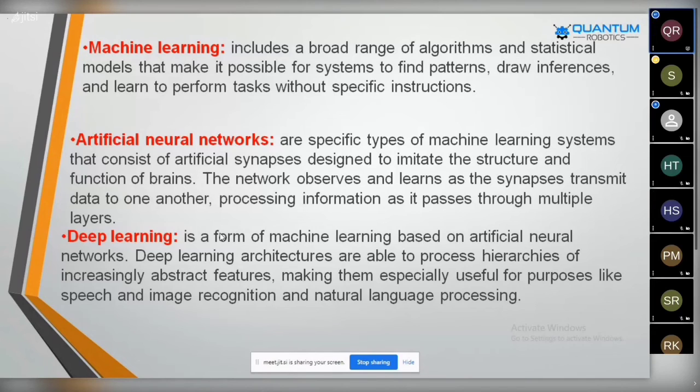Deep learning architectures are able to process increasingly abstract features, making it especially useful for purposes like speech and image recognition and natural language processing. Natural language processing means NLP, along with speech and image recognition.